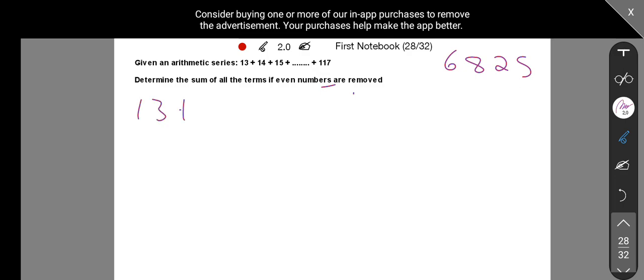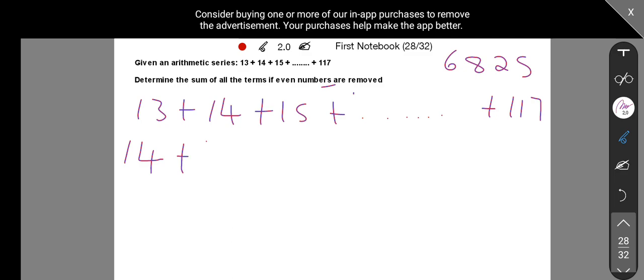Okay, the given series was 13 plus 14 plus 15 plus, then it continued up until the last term, which was 117. So now let's talk about the even numbers only. Is 13 an even number? To get if it's an even number or not, divide it by 2. If it gives you a fraction, it's not an even number. So 13 over 2, well, it's not an even number. This means that the even numbers will be 14 followed by 15 is not. Therefore, the other one will be 16, then plus.